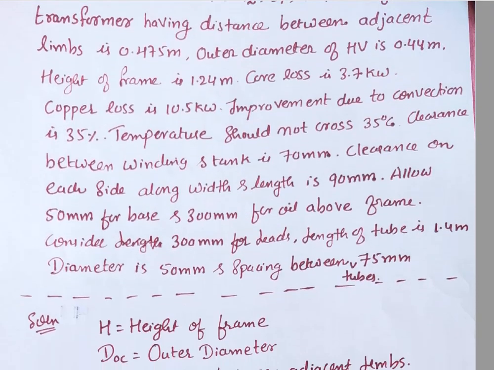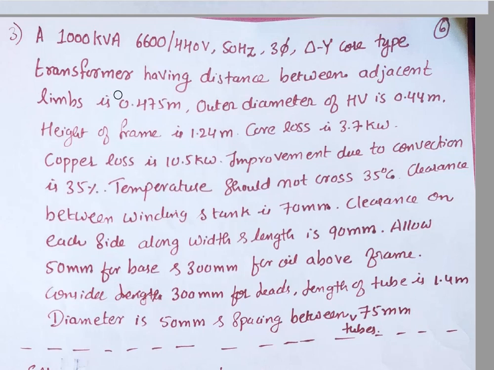Then the third problem is a 1000 kVA, 6600 V/440 V, 50 hertz, 3 phase, delta-star connected core type transformer. The distance between the adjacent limbs is 0.475 meters. The outer diameter of the HV coil is 0.44 meter. The height of the frame is 1.24 meter.